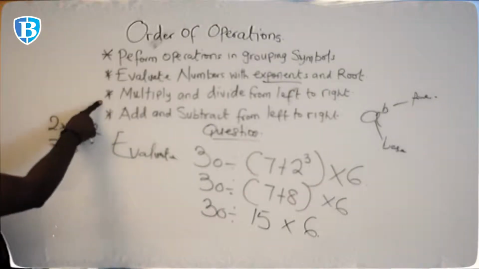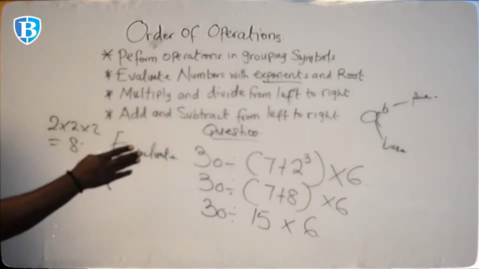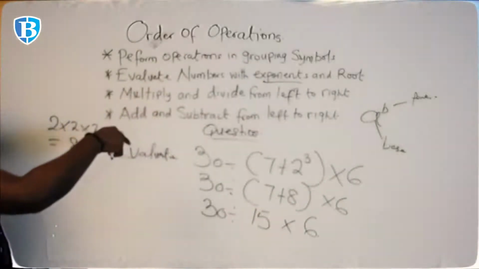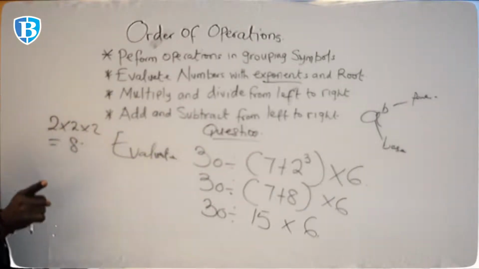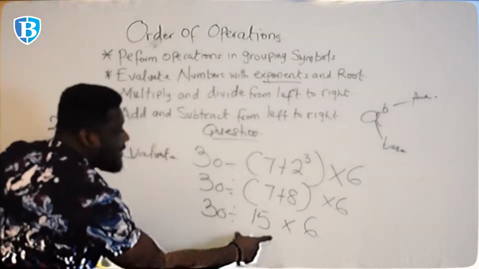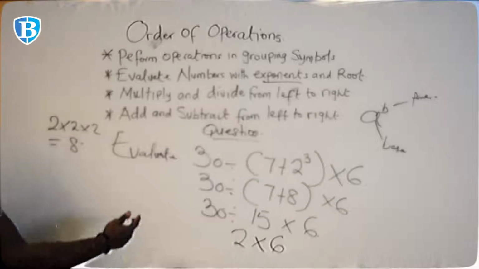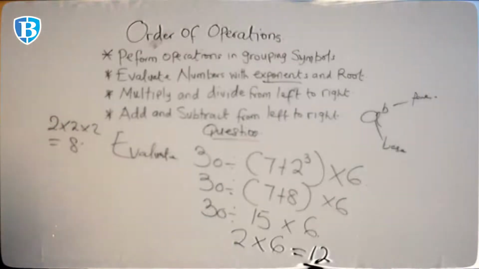Now remember, in our order of operations we multiply and divide from the left. Whichever comes first from the left must be done first. If you try to fast track or go against the rule, you may have an answer, but be sure that it is not going to be the right answer. So we do this first: 30 divided by 15, which gives us 2, times 6. 2 times 6 equals 12. Very good. That is your answer. Following these simple rules will give you what you need.